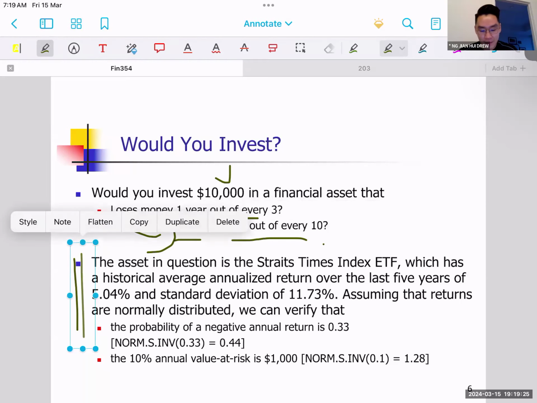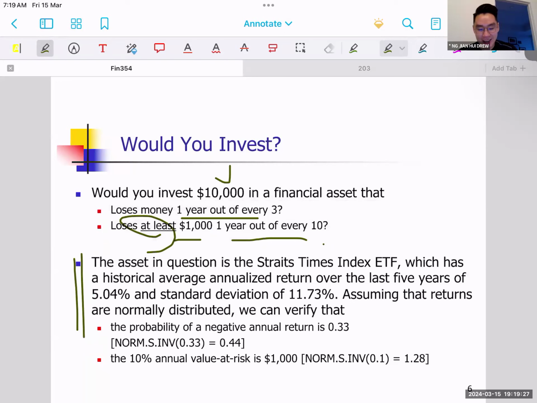Okay, so this is kind of the returns in the Straits Times Index, right? And they give you a bit more information in terms of the annualized return and standard deviation here. Okay, but this is a very informal example.